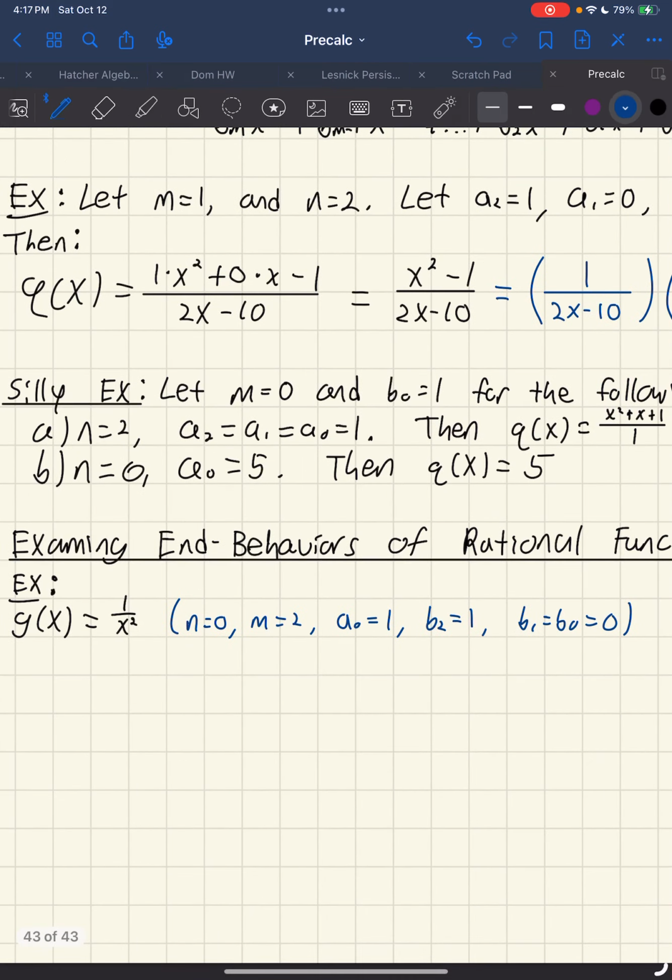Oops, sorry about that. So let's talk about this. When we talk about end behaviors, the way we talk about them is we talk about what happens as x gets really large or really negative. Let's start with as x goes to positive infinity.